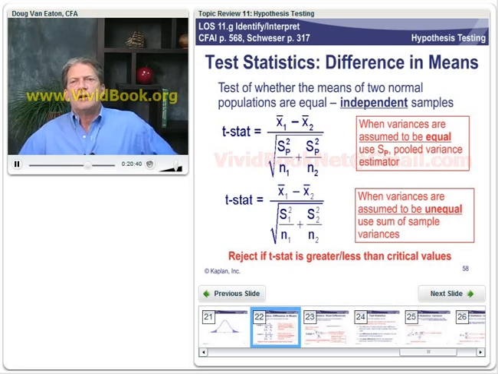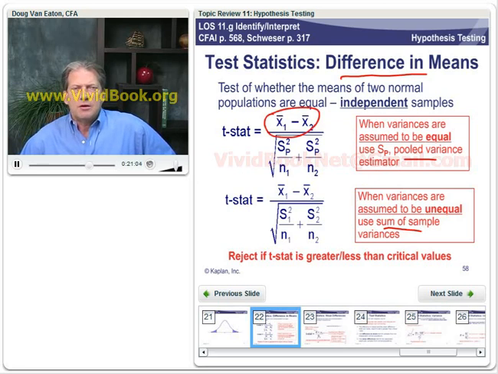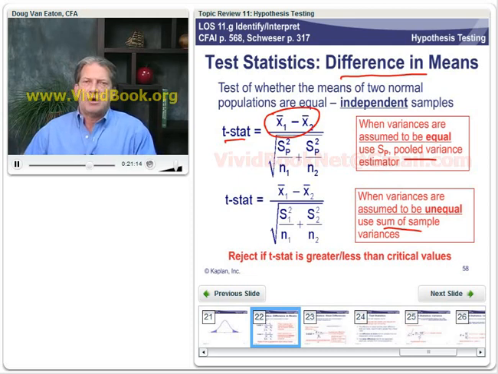If the variance is assumed to be unequal, then we can sum up our sample variances. If we assume that the variances are equal, then we can pool the variances. But, as I say, what you need to know for the purposes of the exam is what a difference in means test is, that the difference in the sample means is in this numerator, that it is a t-test, a t-statistic, and we're going to reject if that test statistic is too large.